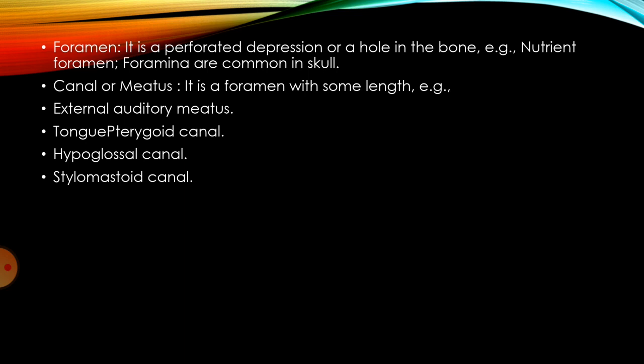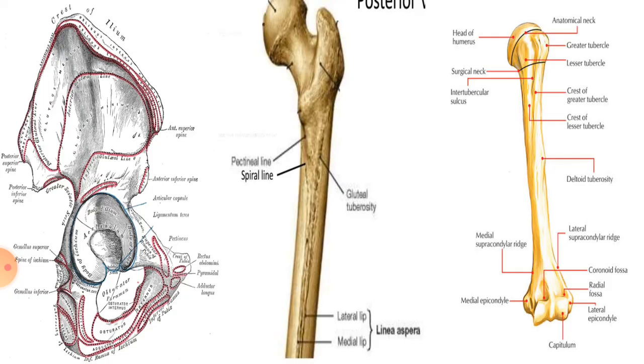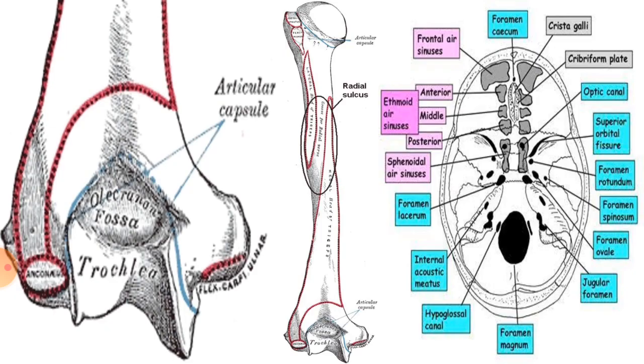Foramen is a perforated depression or a hole in the bone. For example, the nutrient foramen. Foramina are common in the skull. In the base of the skull we saw different foramina, and they are numerous there. Canal or meatus is a foramen with some length. For example, the external auditory meatus, pterygoid canal, hypoglossal canal, and the stylomastoid canal that we also saw in the base of the skull. We appreciated different canals and meatuses in the base of the skull.